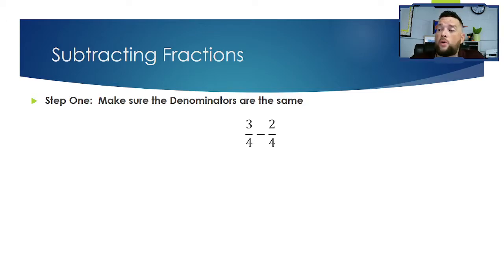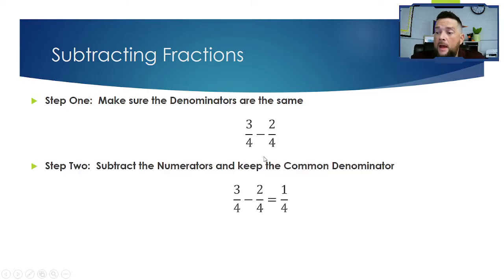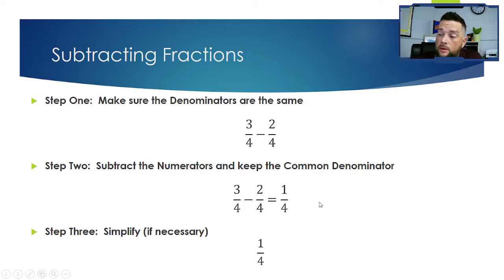So again, we just need to make sure that the denominators are the same. I have two fractions right here, 3/4 minus 2/4. Those denominators are the same. So you can move to step 2, and that's to simply subtract the numerators and keep the common denominators. So 3/4 minus 2/4 would be 1/4, because 3 minus 2 is 1, and we're going to keep the same denominator. And then we'll simplify if we need to. 1/4 can't be simplified, so it's as simple as it goes. So that's going to be our final answer.